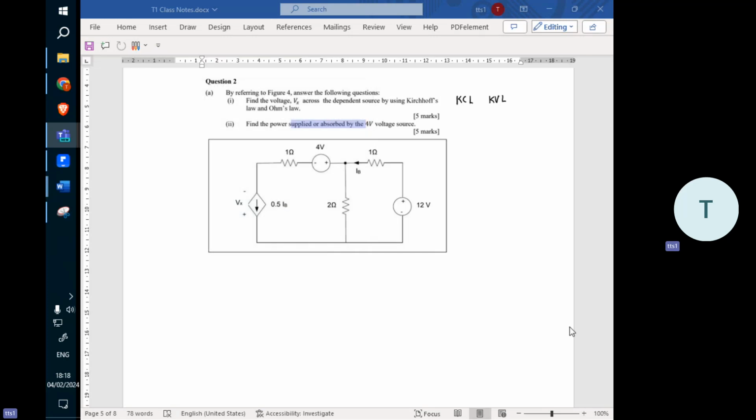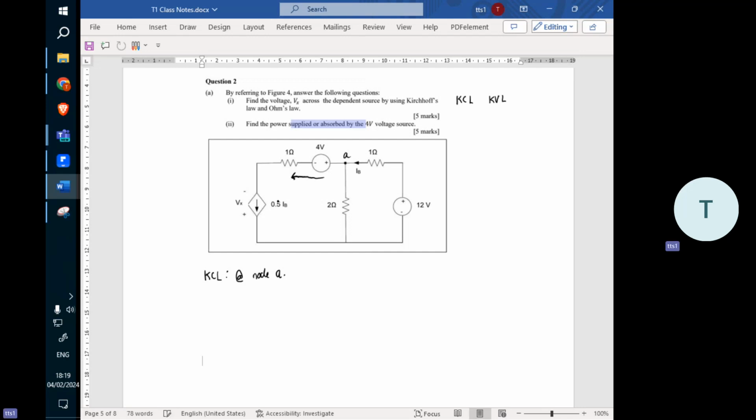So I'm going to help you here. First, you need to use KCL. The first step is applying KCL at this node. This is called node A. Apply the KCL. Let me give an idea. KCL is the current law, right? So we have one current here.